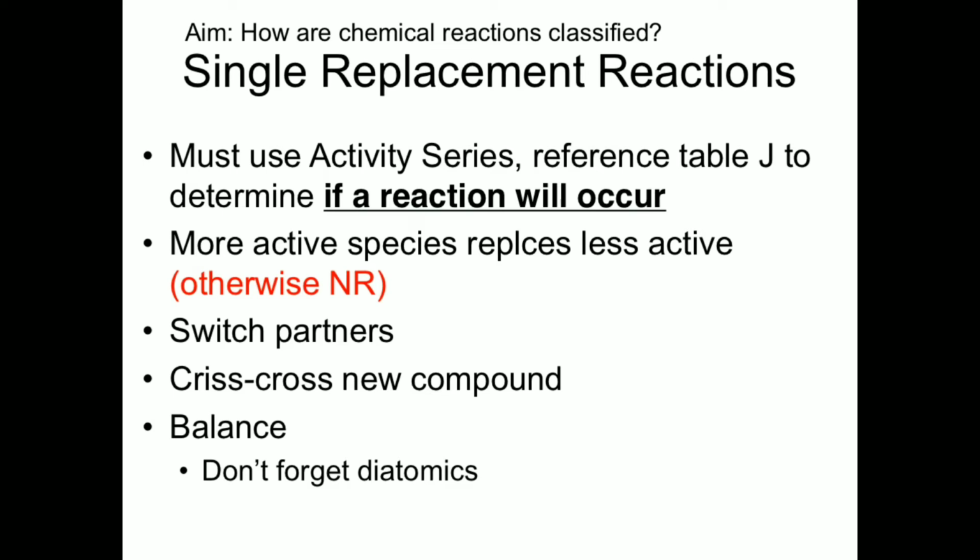When predicting the products of a single replacement reaction, the first step is always to make sure the reaction will occur. Check table J, make sure that the lone element is more active than the bound element. Switch partners, use the crisscross method for your new compound, making sure that the total charge is 0, and finally balance. Don't forget, diatomic elements require a subscript of 2 when they're alone.